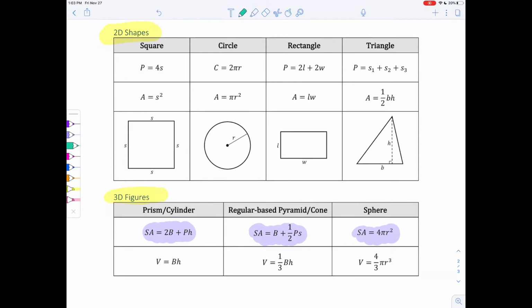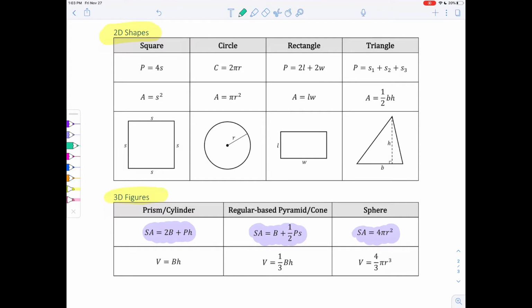So if I'm talking about a prism, that could be a rectangular prism, a triangular prism, anything that has two bases that are identical and that are connected. And so a cylinder would also be considered a prism. It's just circular prism sounds kind of funky, so cylinder it is.